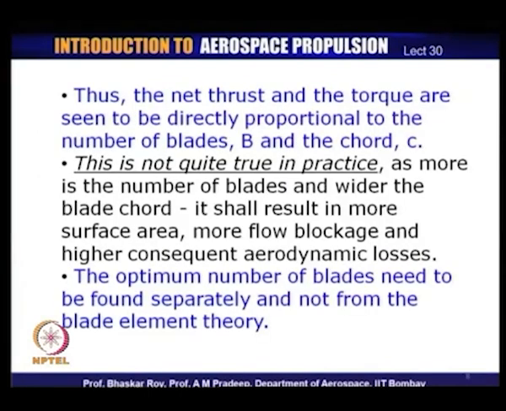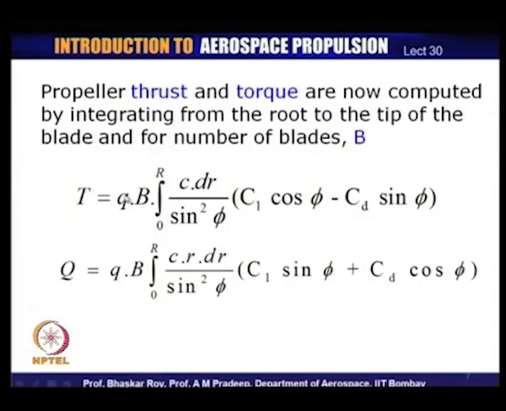Hence, we see that the net thrust and the torque are directly proportional to the number of blades B and the chord C as given in the final thrust and torque relationship. Now, that gives an impression that if you keep on increasing the number of blades, let us look at the equation quickly. You see here the thrust and torque are directly proportional to the number of blades B and the chord C, both of them.